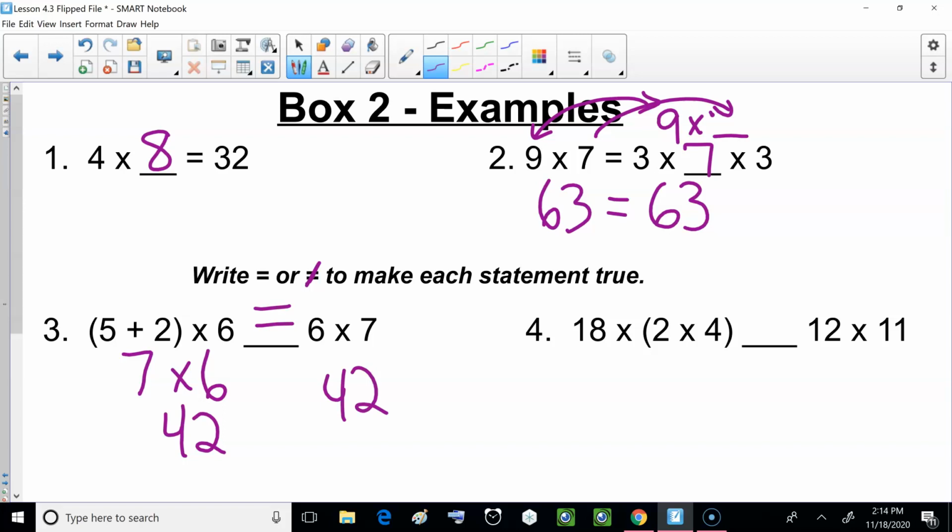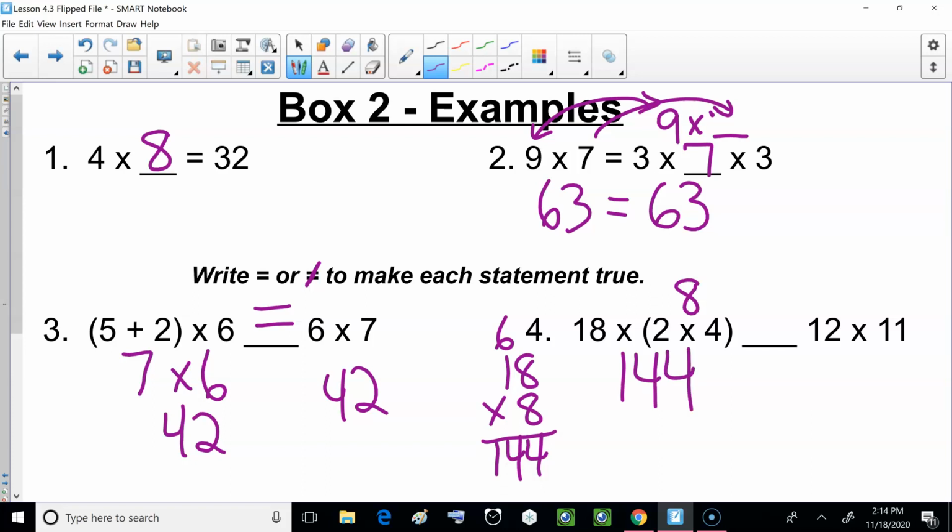And for our next one, we've got 2 times 4, which would equal 8. So we solve that part first. That'd be like step 1. Step 2 now would be 8 times 18. I'll show my work right here. We've got 8 times 8 is 64. 8 times 1 is 8, plus 6 is 14. So this side equals 144.